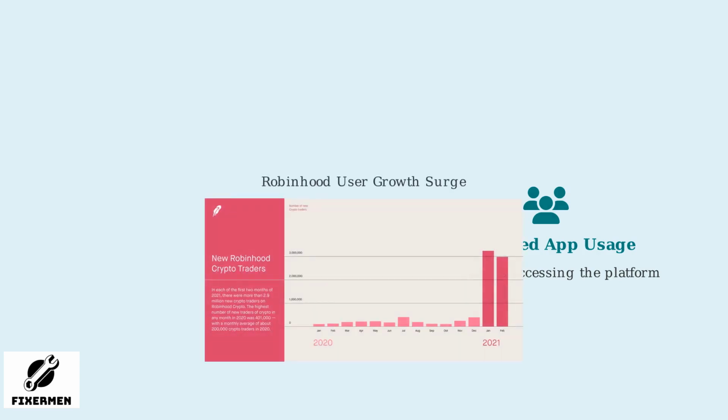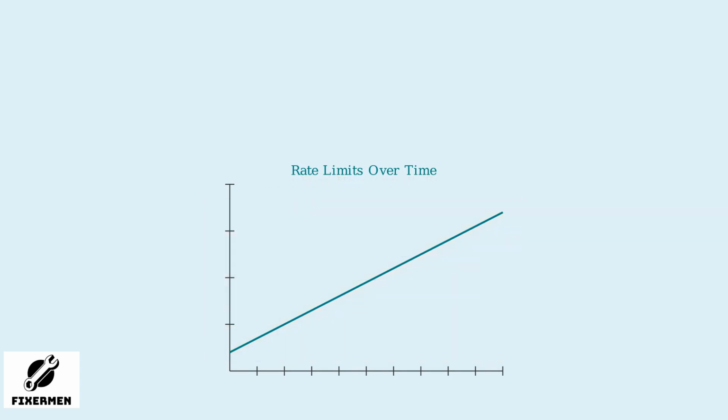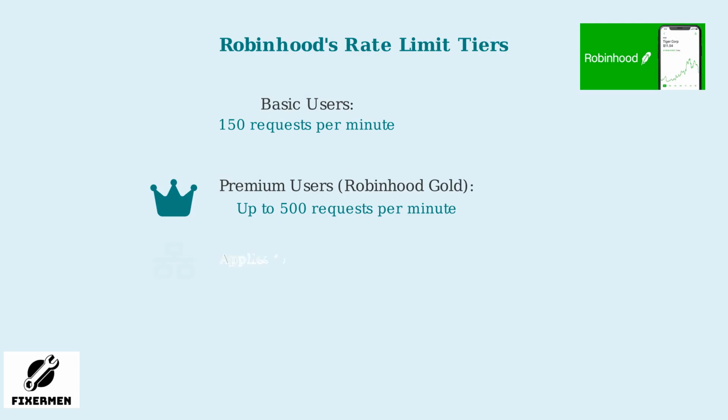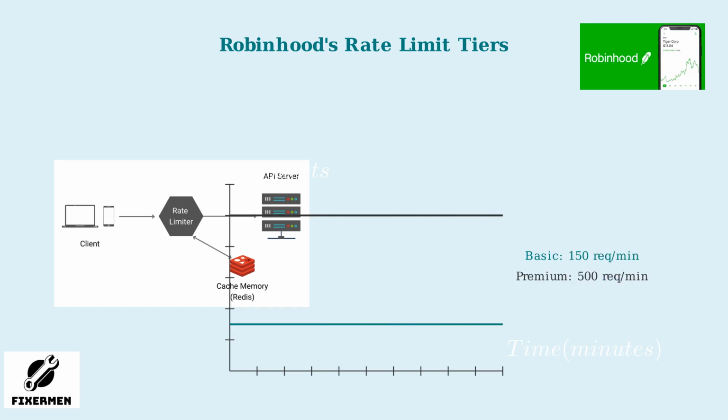A surge in Robinhood's user base, now over 35 million, has intensified these issues as more people access the platform. This visualization shows how rate limits can increase over time, reflecting the growing demand and stricter controls. Robinhood has different rate limits for different users. Basic users are limited to 150 requests per minute, while premium users with Robinhood Gold get up to 500 requests per minute. These limits apply to most API calls, like checking your account balance or placing orders.